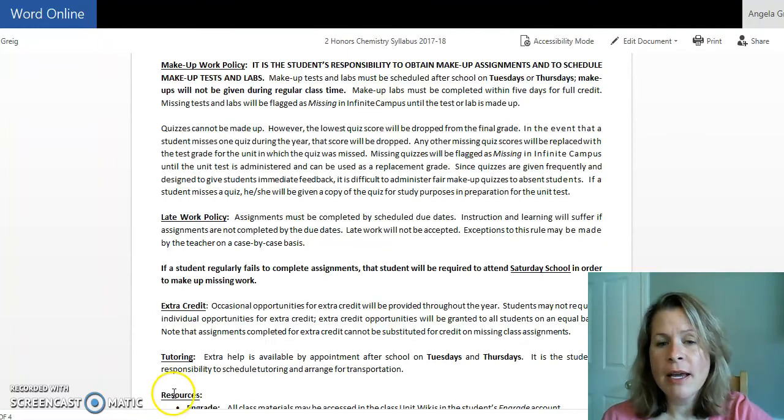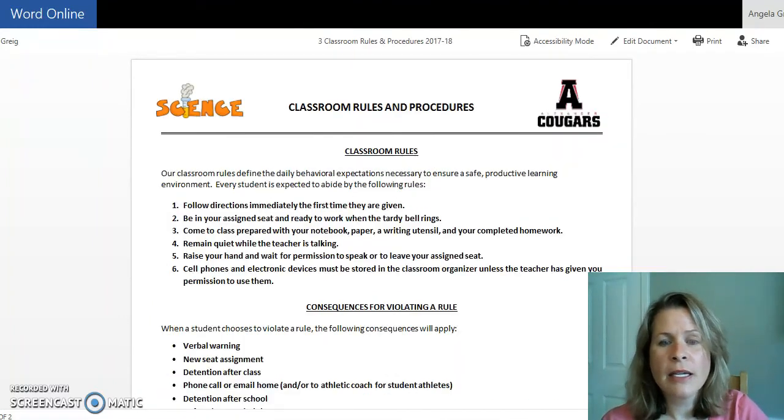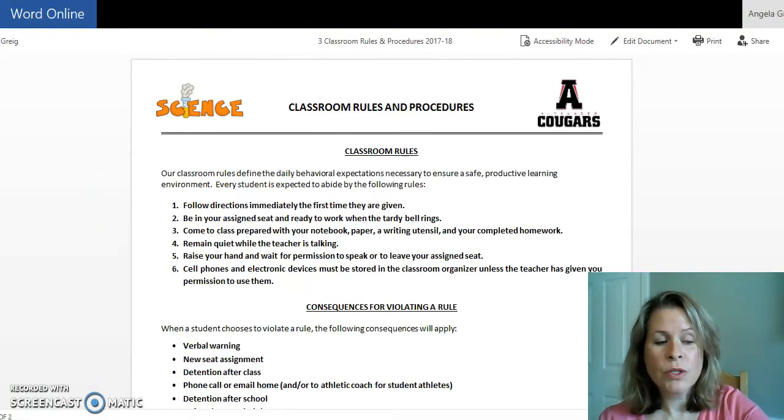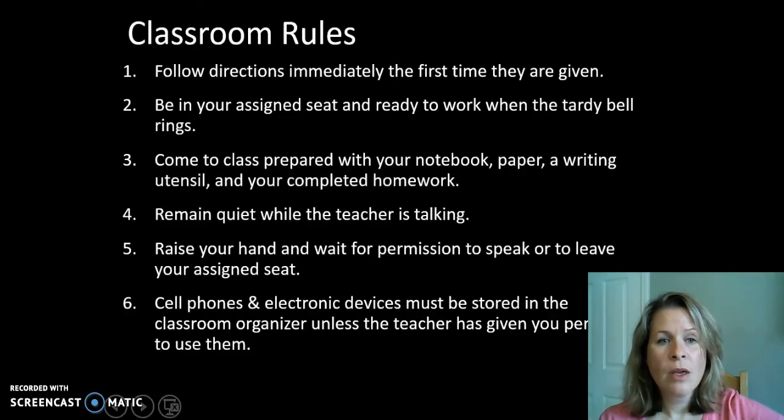All right. I do want you to go ahead and read through the rest of the syllabus on your own. And then I want you to get out the classroom rules and procedures. We're not going to go over all of the procedures in detail. We're going to talk about those in class. But here we're going to go ahead and lay out the rules so you do know the behavior that I expect in class.